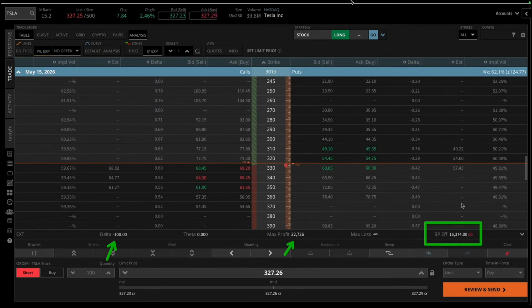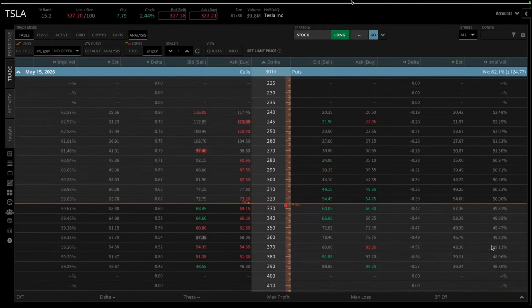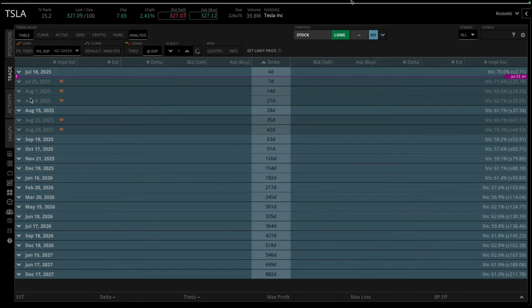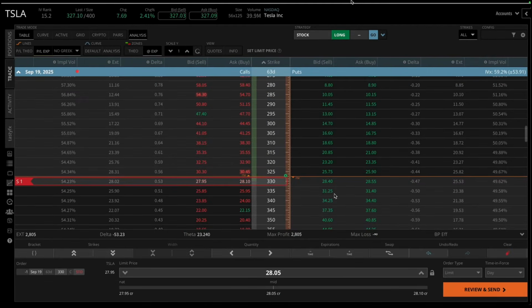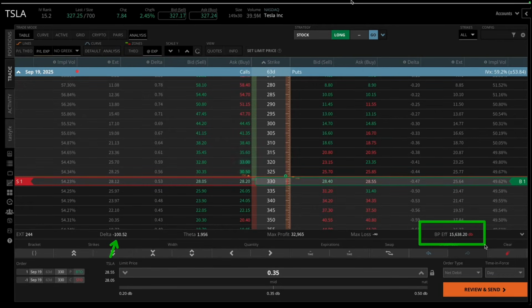Let's compare that with the synthetic short stock strategy. So I'm going to clear the order ticket there. Let's open up the September 19th, 2025 options expiration cycle. Populate the trade using the at the money strike of 330. And we can see here that the buying power effect to put that trade on is $15,638.20.